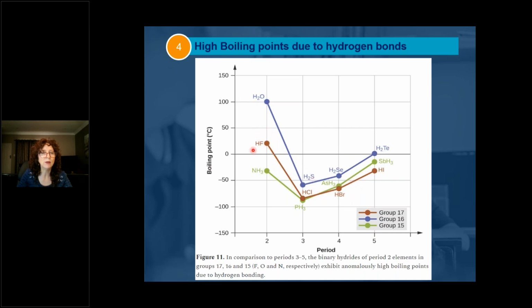Here you can see if we compare hydrogen fluoride to hydrogen iodide, this one is a dipole-dipole van der Waals force, while this is a hydrogen bond, so it has a higher boiling point than hydrogen iodide. Okay, as well as the water, there are hydrogen bonds between the oxygen and the hydrogen of two different water molecules. So therefore, the hydrogen bonds give all of these molecules the highest boiling points.